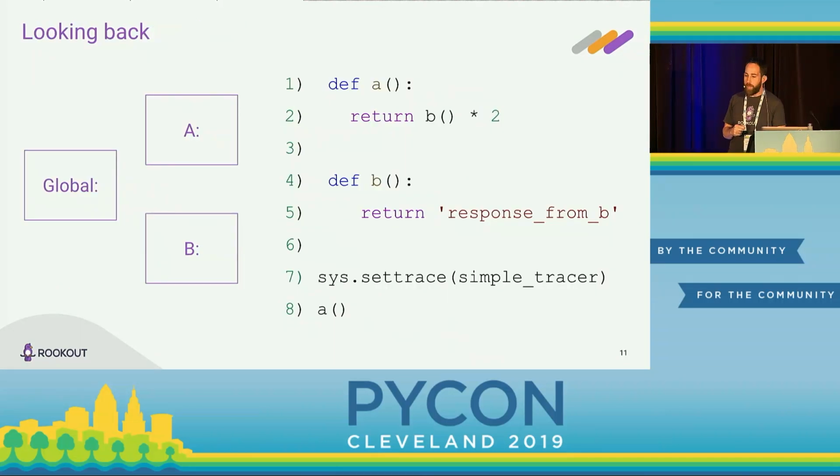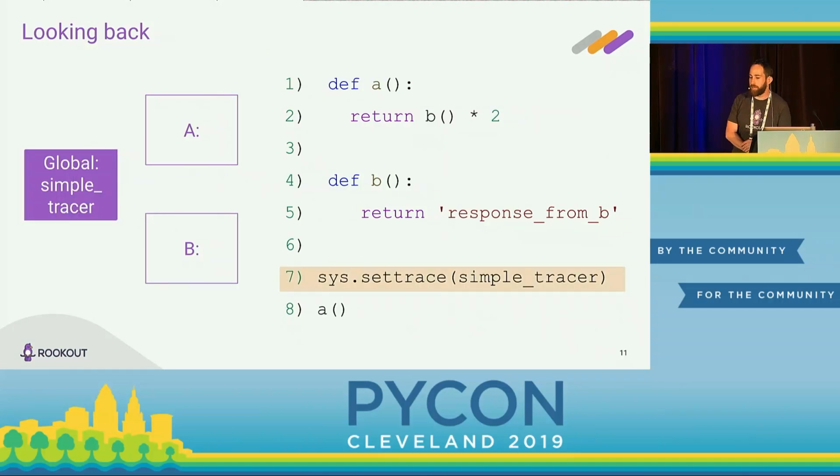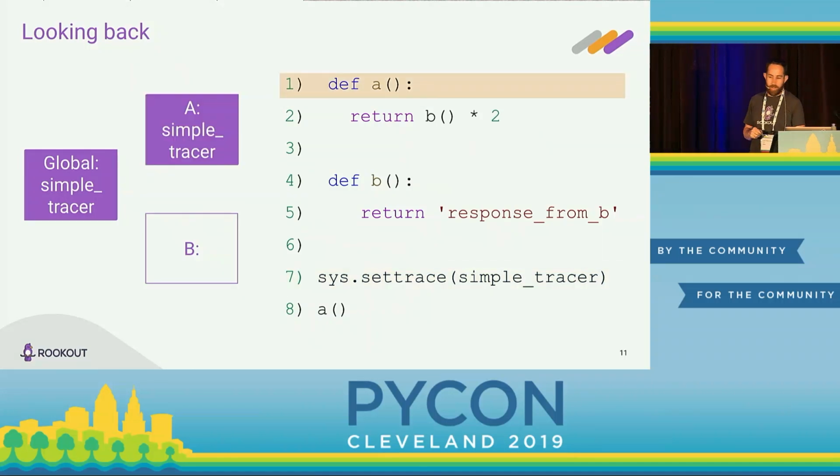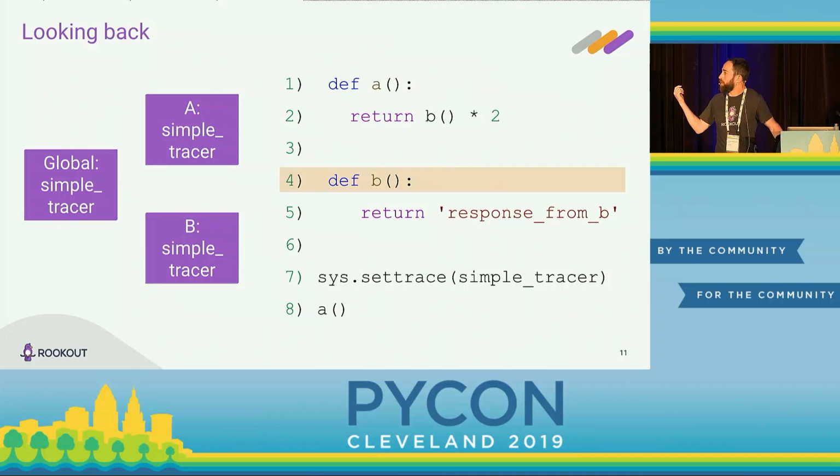Now, let's go back to our example and see when those traces are created. When we call sys.settrace, the global tracer is created and set to simple tracer. When A is started, we return simple tracer, so it is set as the tracer for function A. And when we call B, that tracer will be set.